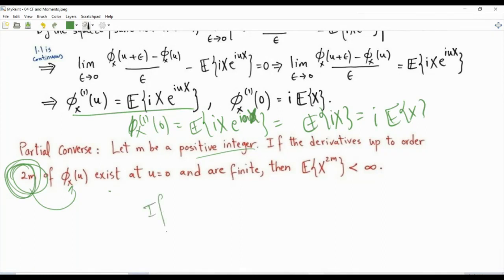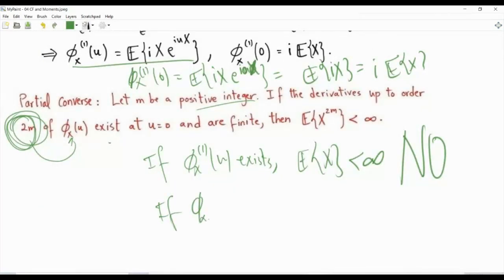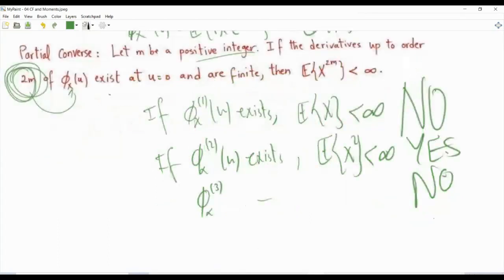Okay, so let's put it this way: if phi X first derivative of u exists, can we say that the expectation of X is finite? No, because this is an odd power. If phi X second derivative of u exists, then the expectation of X squared is finite? Yes. Then the third derivative? No. The fourth derivative, yes, and so on.